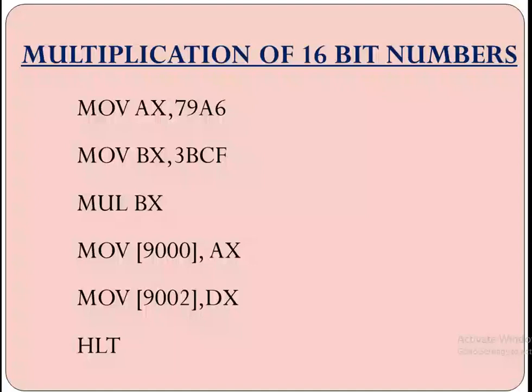See, next is 16-bit multiplication. Okay, so we are going to take 16-bit hexadecimal numbers. In a hexadecimal number, 4 digits equal a 16-bit number. So I have taken two 16-bit numbers and I am going to multiply.